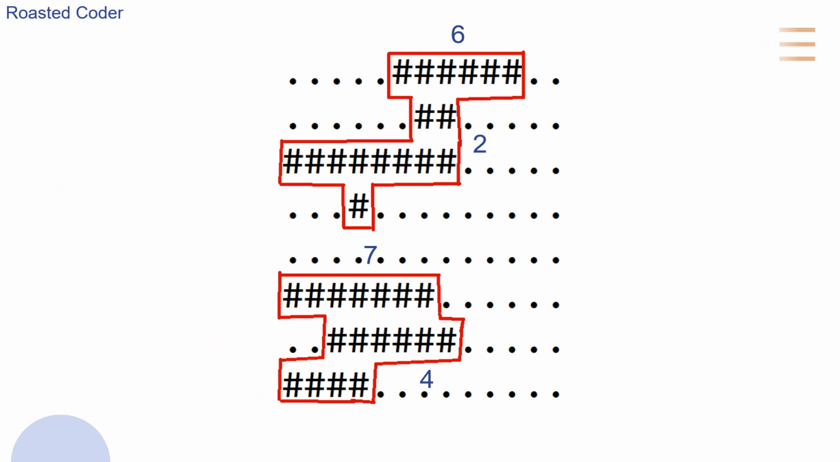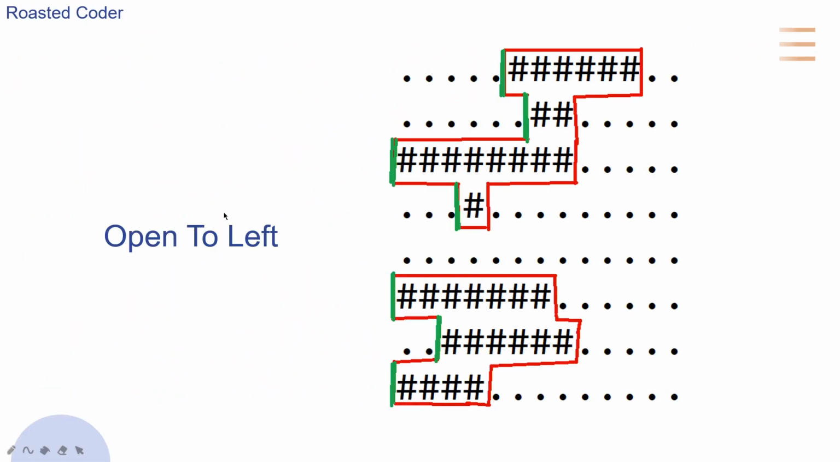Let's see how we can determine the maximum border length. We can see that these borders are open to left. This is one border, this is another, and so on. So these borders are open to left. If you consider this edge or this border, then this is open to right, because there is a body to its left. So this is not open to left.